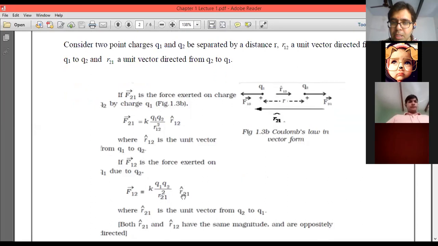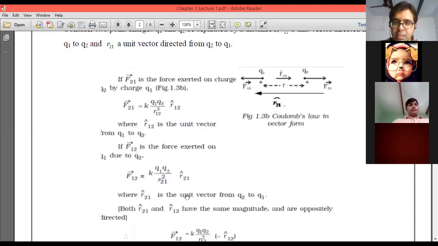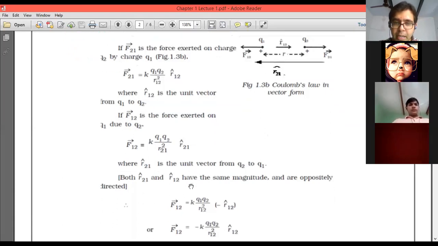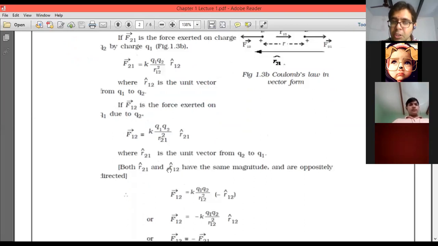because we are moving from 2 to 1, and the unit vector will be R21. Since we are using the vector, we can easily write it in the vector form. And we know that R12 and R21 are the same unit vectors for a vector R, but the only thing is that they are opposite in direction. So we can easily write that R12 is the negation of R21, or in place of R21, I can write R12 with a negative sign.